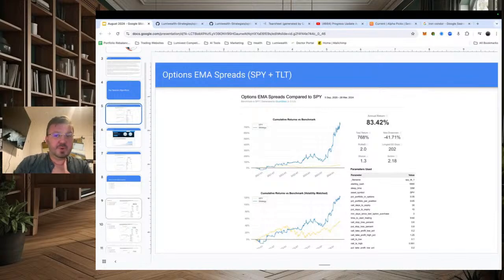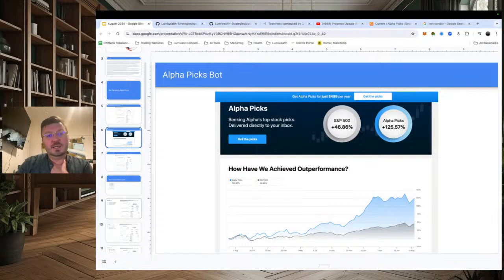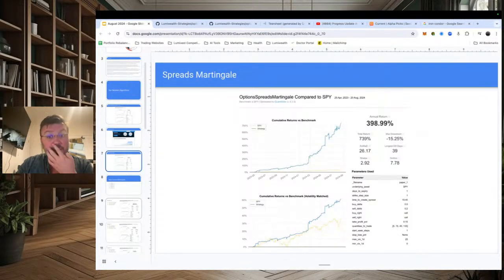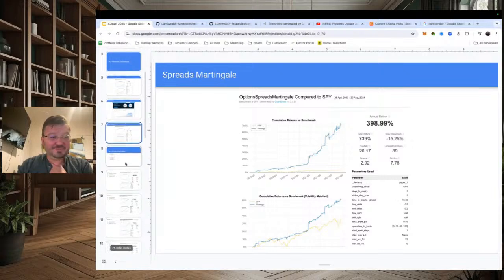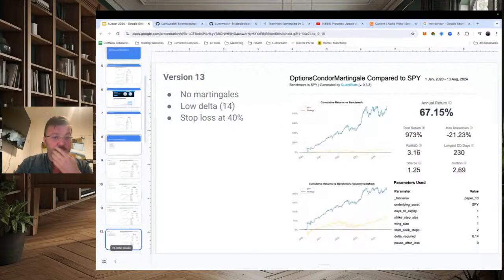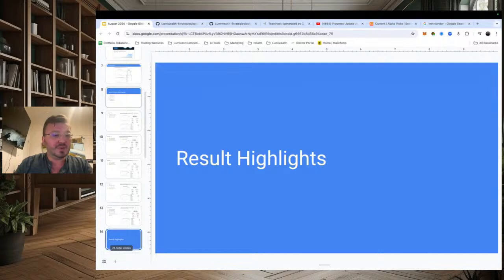Right, so quick recap. We have our EMA spreads. That's a new one. You can find that in the strategy library. We have our Alpha Pick bot. If you want to use that, reach out to me. Spreads martingale. This one has some pretty crazy returns. That ROMAT of 26 is completely insane. That's because the return is so high and the drawdown is so low. Pretty impressive if you ask me. And then all the new martingales here are, again, available inside the strategy library, and you can use them if you're a pro or all access plan subscriber.